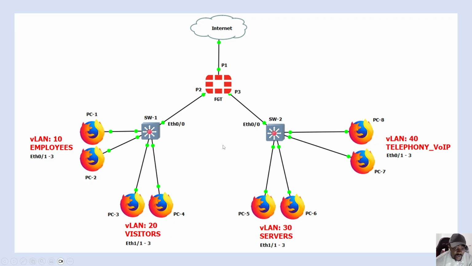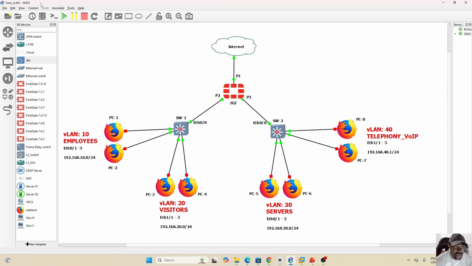Without wasting time, let's jump directly into our lab environment. Here is our lab environment on GNS3. As I mentioned, the first thing we are going to do is jump on each of these switches and configure the switch ports. We are going to create the VLANs and assign the corresponding interfaces to each VLAN.